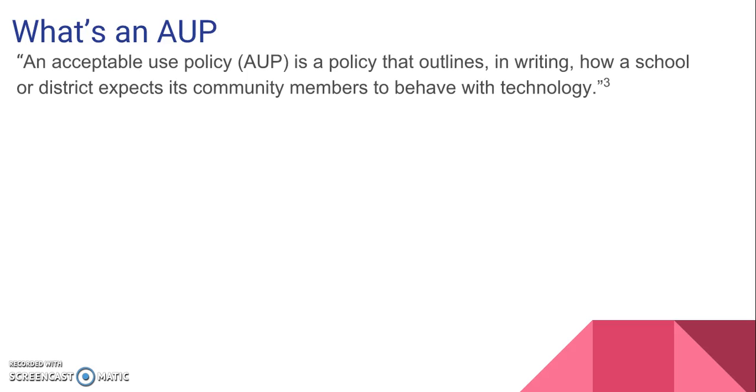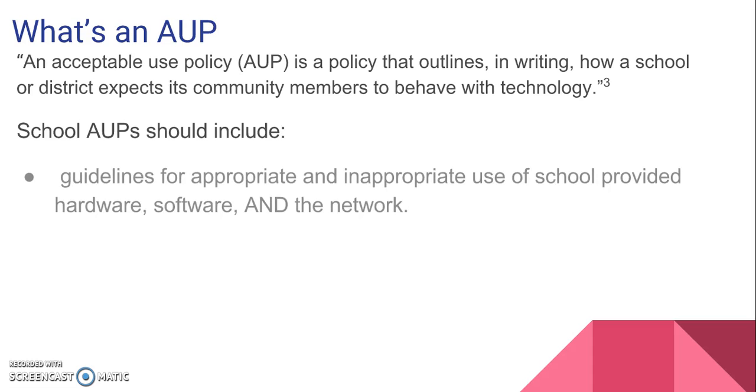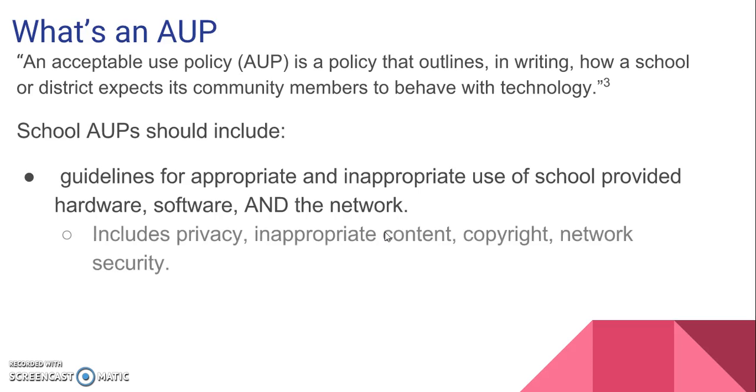An AUP, or acceptable use policy, is a policy that outlines in writing how a school or district expects its community members to behave with technology. School AUPs should include guidelines for appropriate and inappropriate use of school-provided hardware, software, and the network, which include privacy, inappropriate content, copyright, network security, stipulations for cyberbullying, and more.